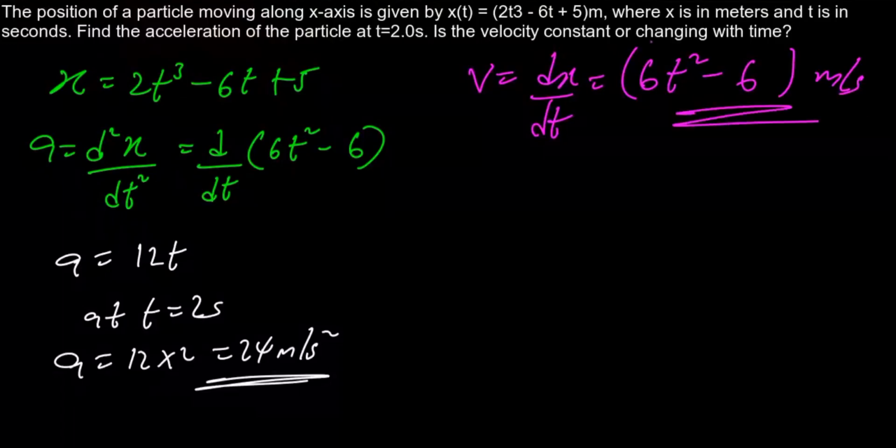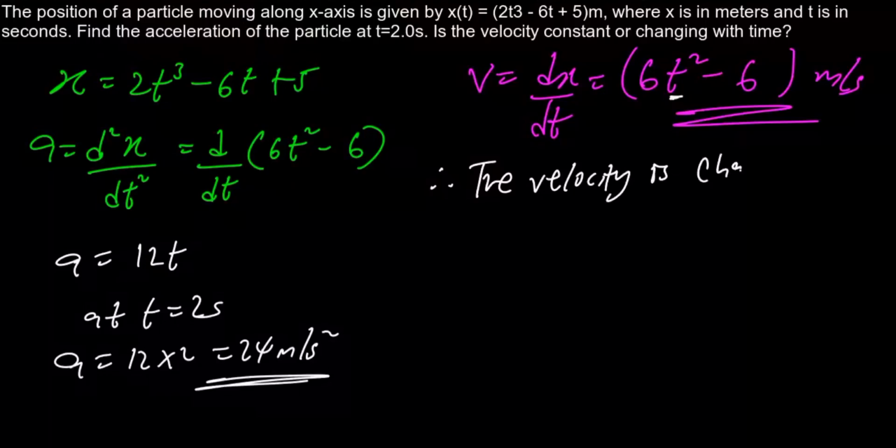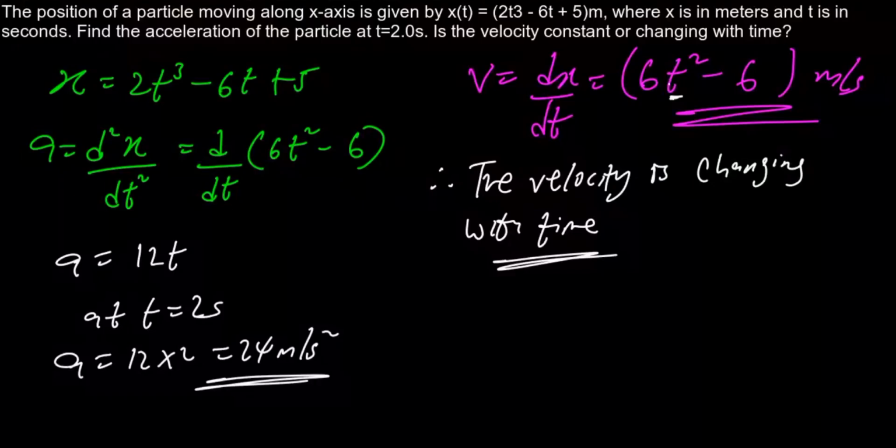Take note of something. If in your velocity you have t present there, it means that it's changing with time. If t is not present there, it means that it's not changing with time. But look at it. T is present in the velocity, so therefore the velocity is changing with time. It makes sense because if I have time to be 1 second now, it gives me a value. If I have time to be 3, 4, 5, I'm getting different velocity. It means that it's changing with time.